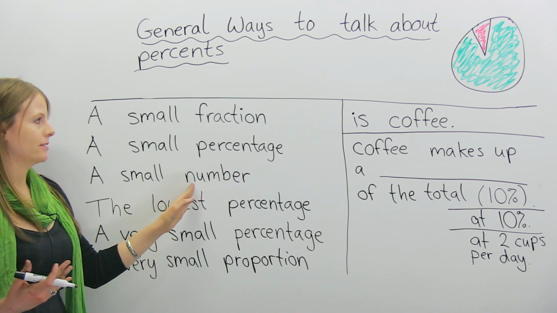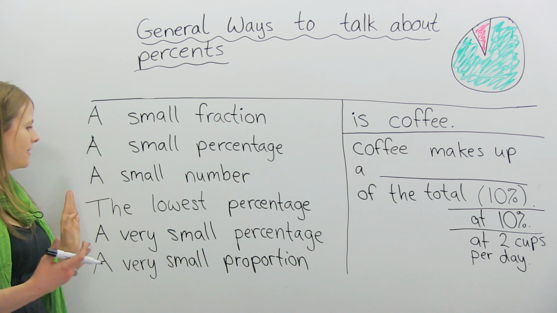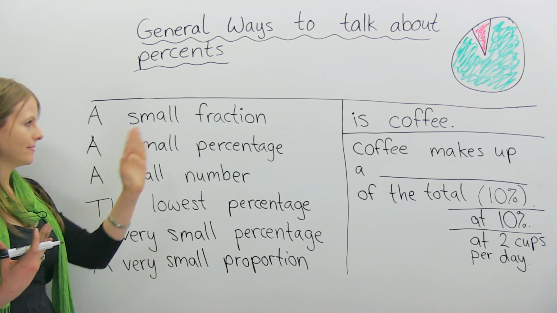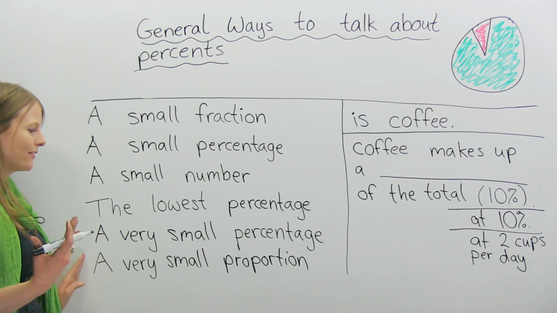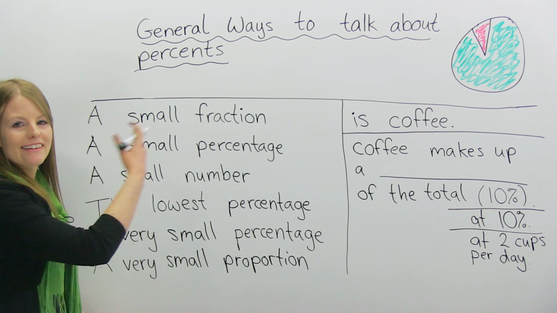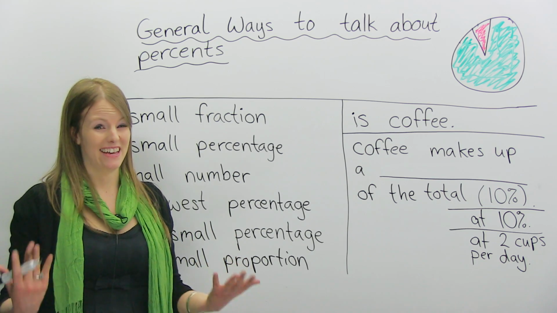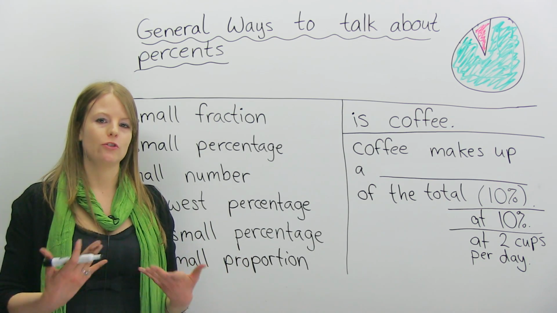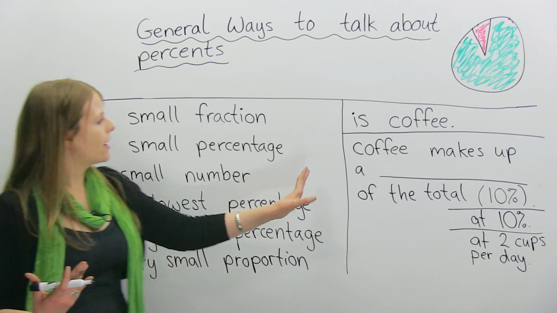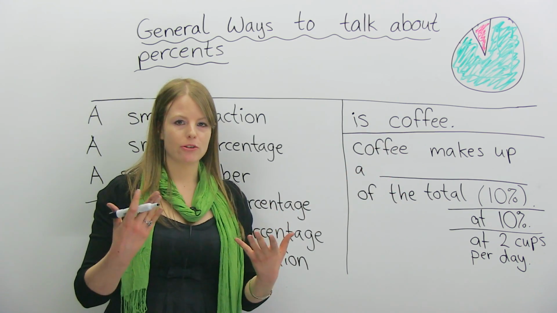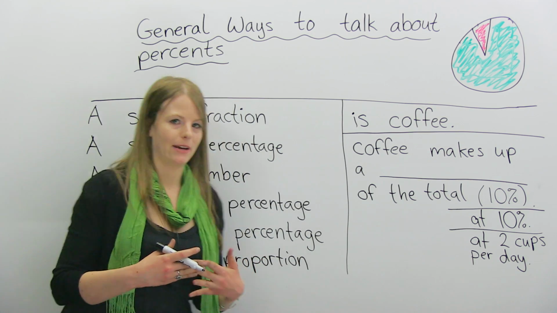A small number is coffee. The lowest percentage is coffee. A very small percentage is coffee, and a very small proportion is coffee. These essentially all mean the same thing. They're different ways to say a small amount, or a small percent. So we can also change up the sentence structure a little bit, okay?